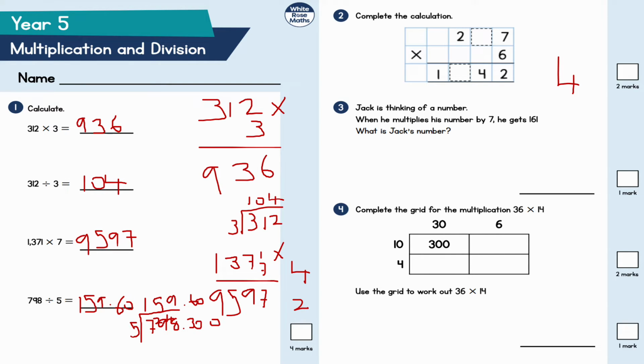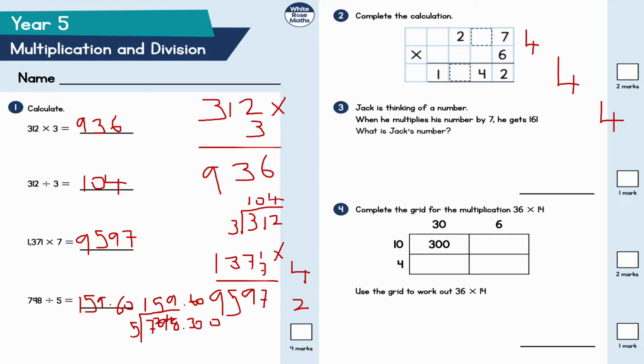Okay, plus the 4 has to end in a 4, if that makes sense. Okay, so this is where it's going to be a bit more confusing. 7 times 6 is 42, so it's 2 carry the 4.